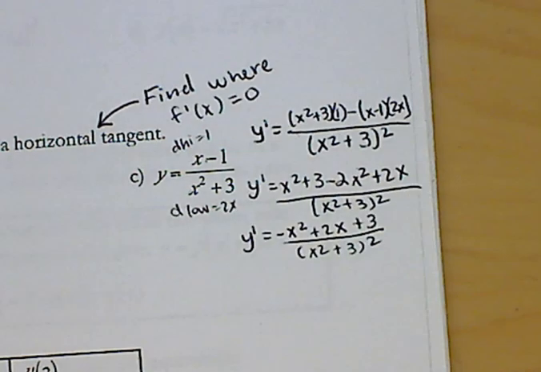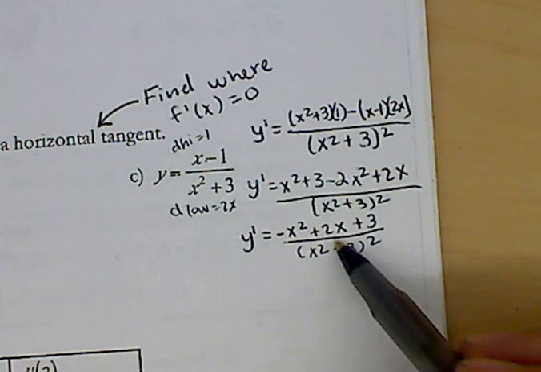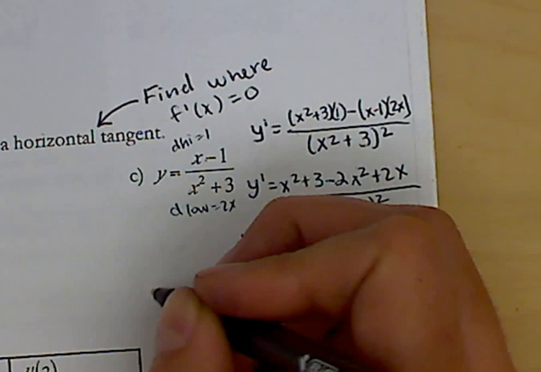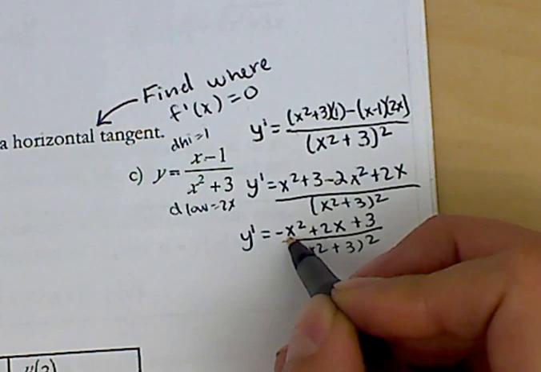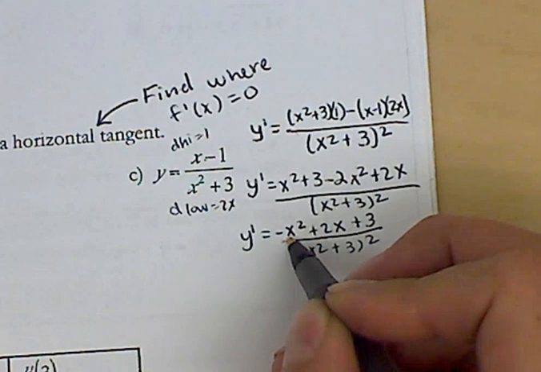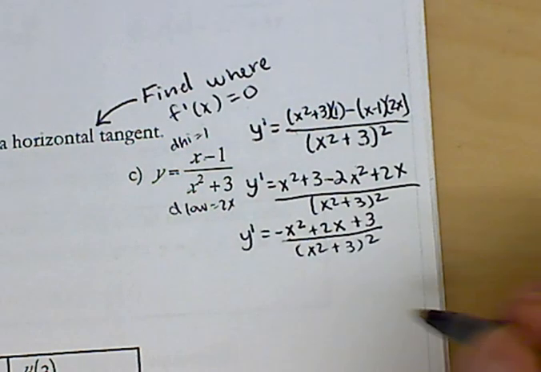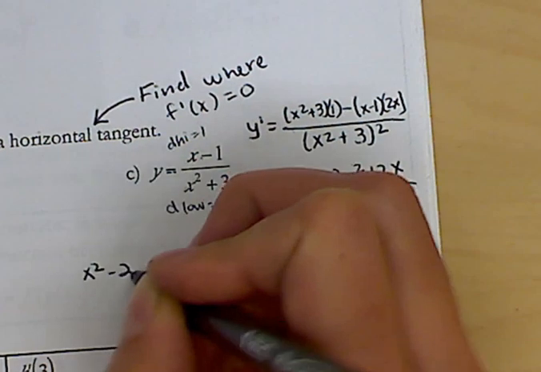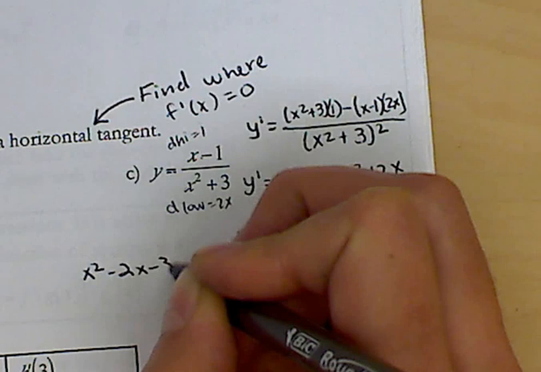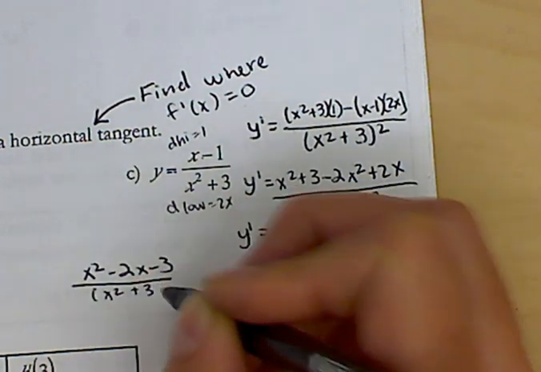So remember, I want to find where the derivative equals 0, so I'm going to set this equal to 0 now. While I'm setting it equal to 0, I see I have a negative in front of my x squared. So I'm going to make that positive, and then these two things negative, because I think that will help me in the future. So I'll rewrite it as positive x squared minus 2x minus 3 over x squared plus 3 squared equals 0.